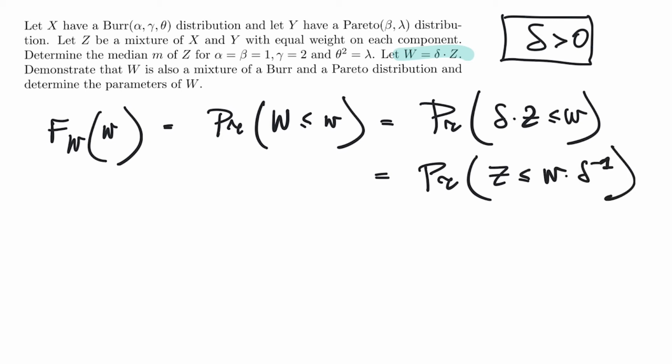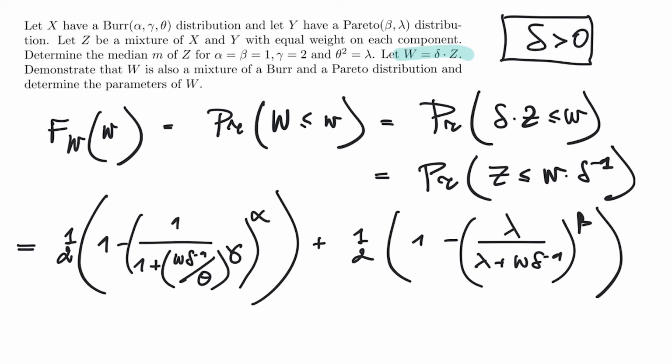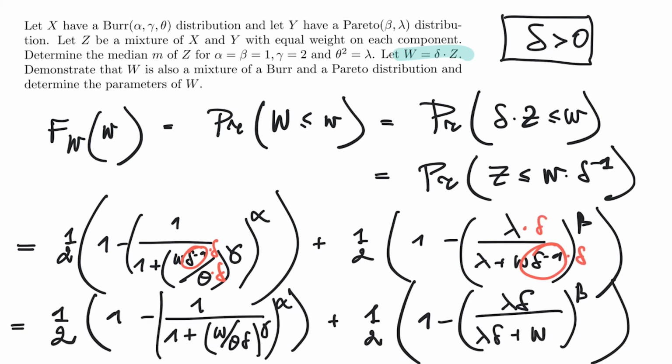Now, an expression for this cumulative distribution function of z we already found in the first part, and this was equal to the following one. Now here we have delta to the minus 1, so we multiply both numerator and denominator with delta, and here we also have delta to the power minus 1, so we do the same. And then we get the following expression.